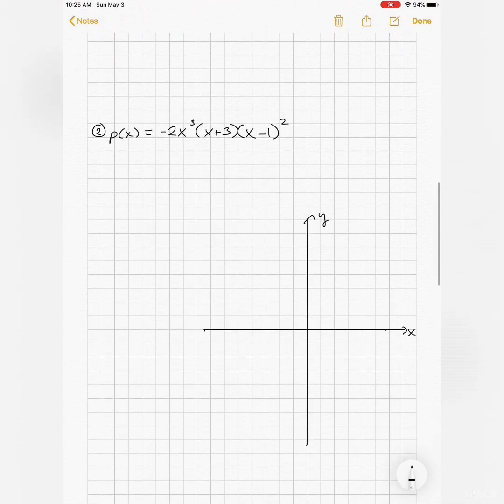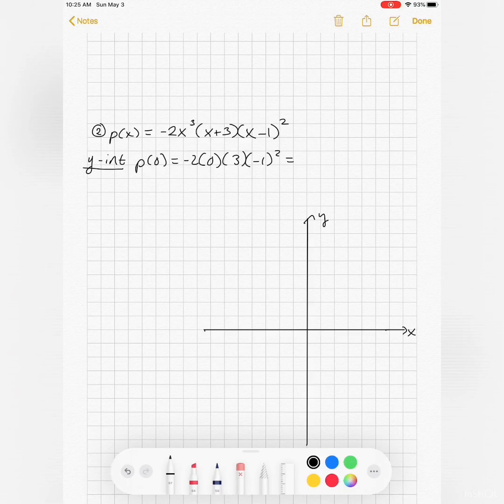Okay, should I look at another one? Same idea. The difference I noticed with this one right away is that it is already factored. Look what happens here. You see how when I plug that 0 in, I get a factor of 0. This is all multiplied by 0. So my y-intercept is 0, 0.